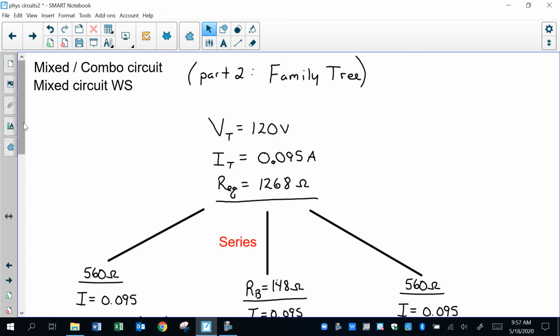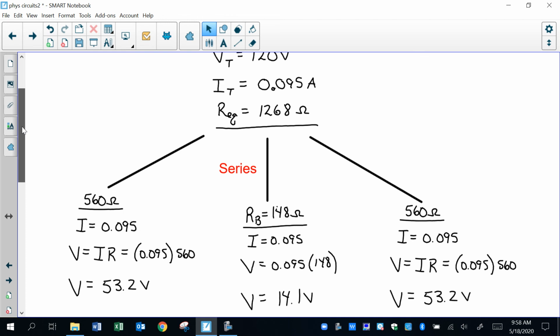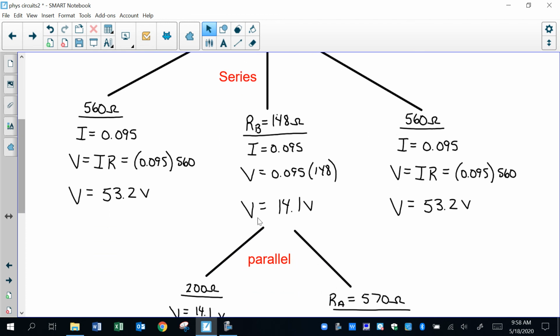So what do I do? I bring down the current. Current is constant in a series, so I bring out 0.095 here, and here, and here. I plug in the R, 560, 148, 560. I do it, and I get all these voltages. If you add them up, you get 120. You can trust me on that one. I checked my work. 120 is what I should get. Good. So now I can take this one, I can break it up.